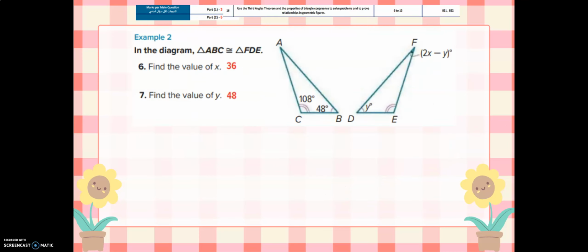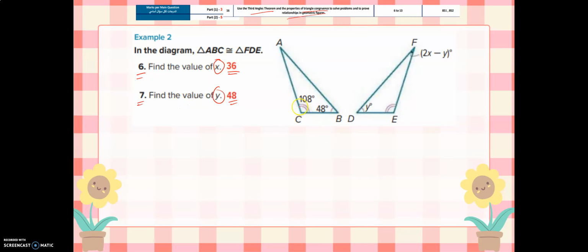Now let's move on to the next topic, which is using the third angle theorem and the properties of triangle congruence to solve problems and to prove relationships in geometric figures. So let us look at the diagram. This is triangle ABC right here, and we have here triangle FDE. For number 6, you are asked to find the value of x. The answer is 36, but how did you get this? This is what we need to find out. And for number 7, find the value of y, which is equal to 48. So let's try to look for the answers.